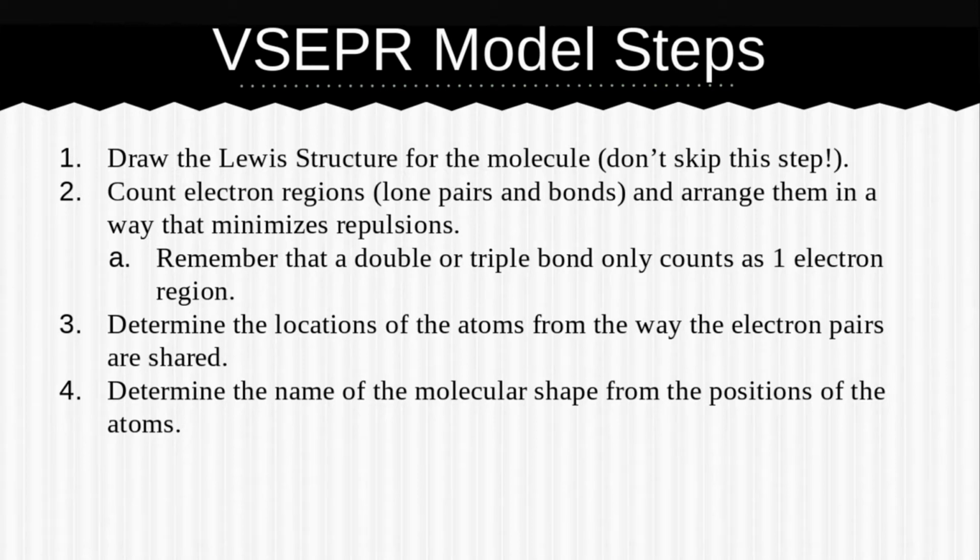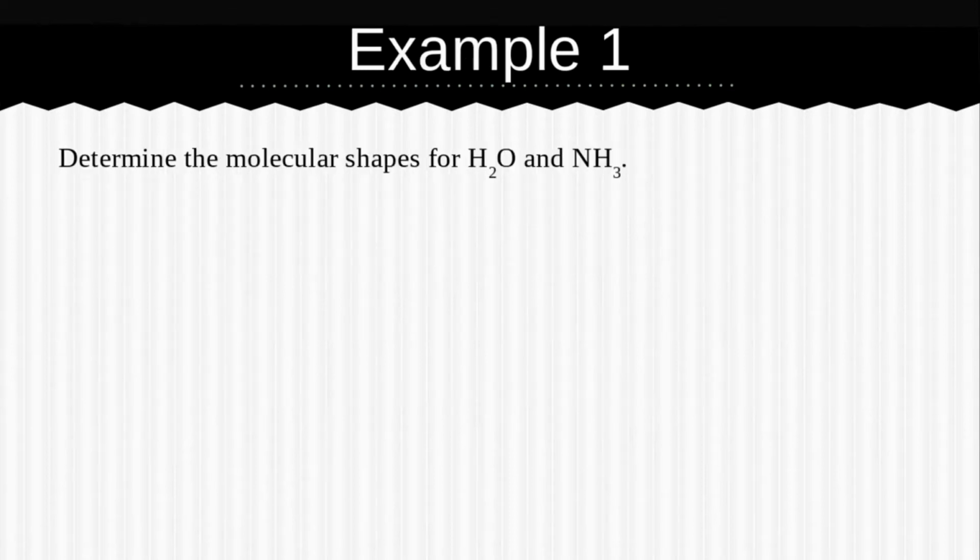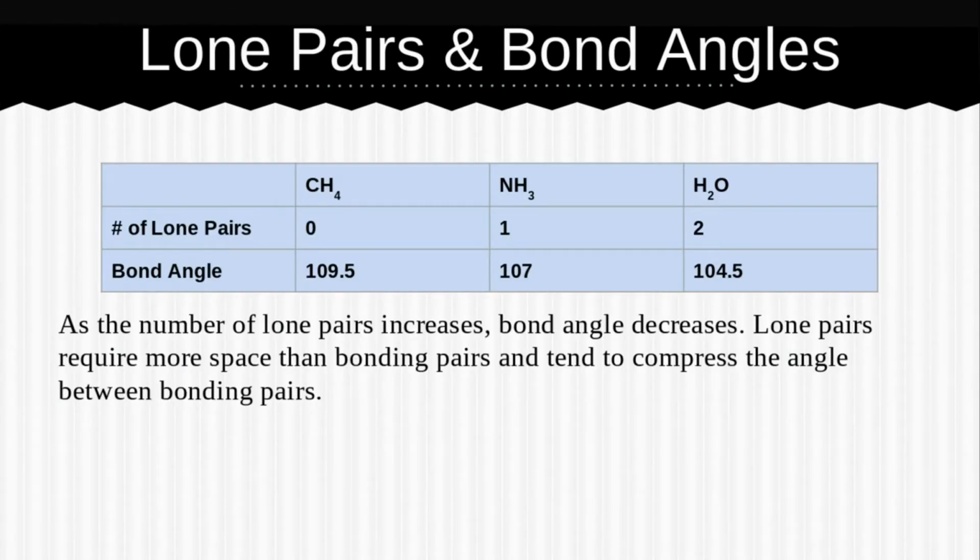So we can look at the number of electron regions and whether they are lone pairs or bonds to determine the name of the molecular shape. And then we can see the 3D structure of that molecule. So lone pairs influence the bond angle. The bond angle is how far apart those bonded atoms are.